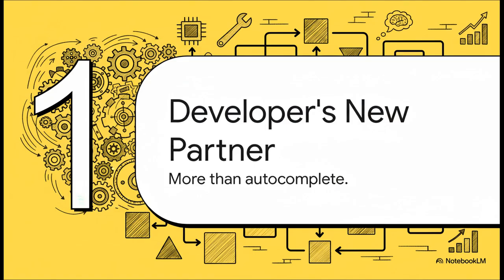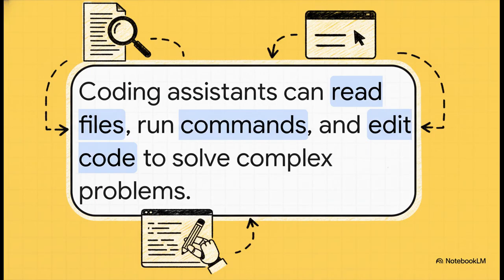Okay, first things first. We need to get on the same page about what these assistants are. Because let's be real, we're way beyond fancy autocomplete at this point. This is a whole new kind of partner for developers. The real power, the thing that makes them so useful, is their ability to reach out and touch your development environment. They can read files to figure out what's going on, they can run commands in your terminal to see if a fix worked, and they can literally edit your code for you. This is what makes them a true programming partner, not just a text generator.